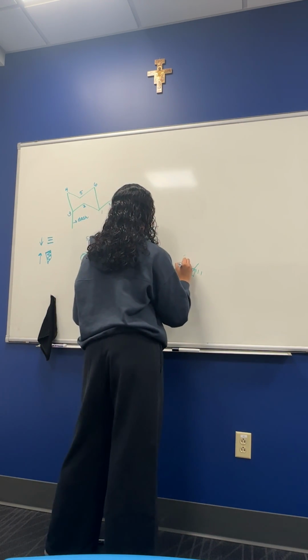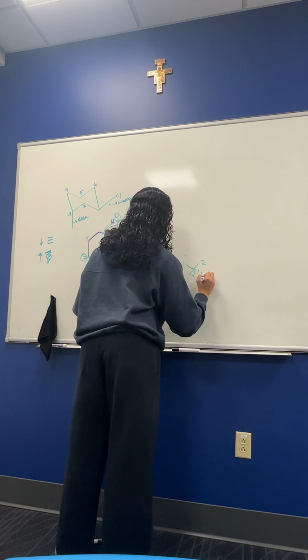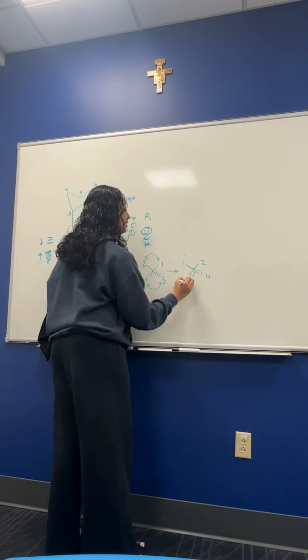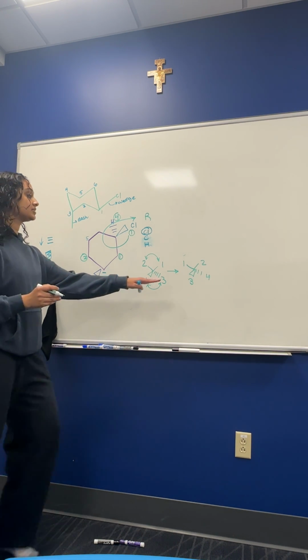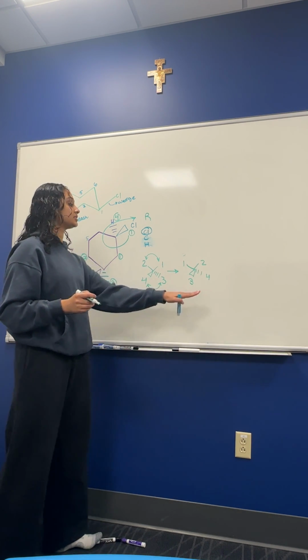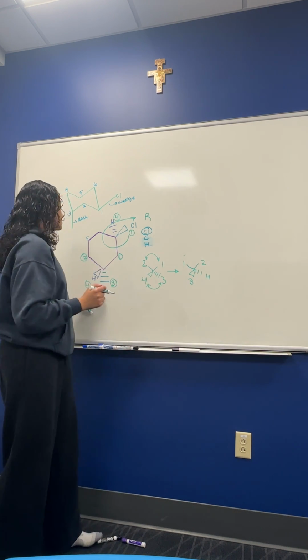So what's gonna happen, you're gonna get 1, 2, you're gonna get the 4 over here, which is exactly where we want it, and you're gonna get a 3. So now this is all in the right configuration, right? I'm just substituting this for this.